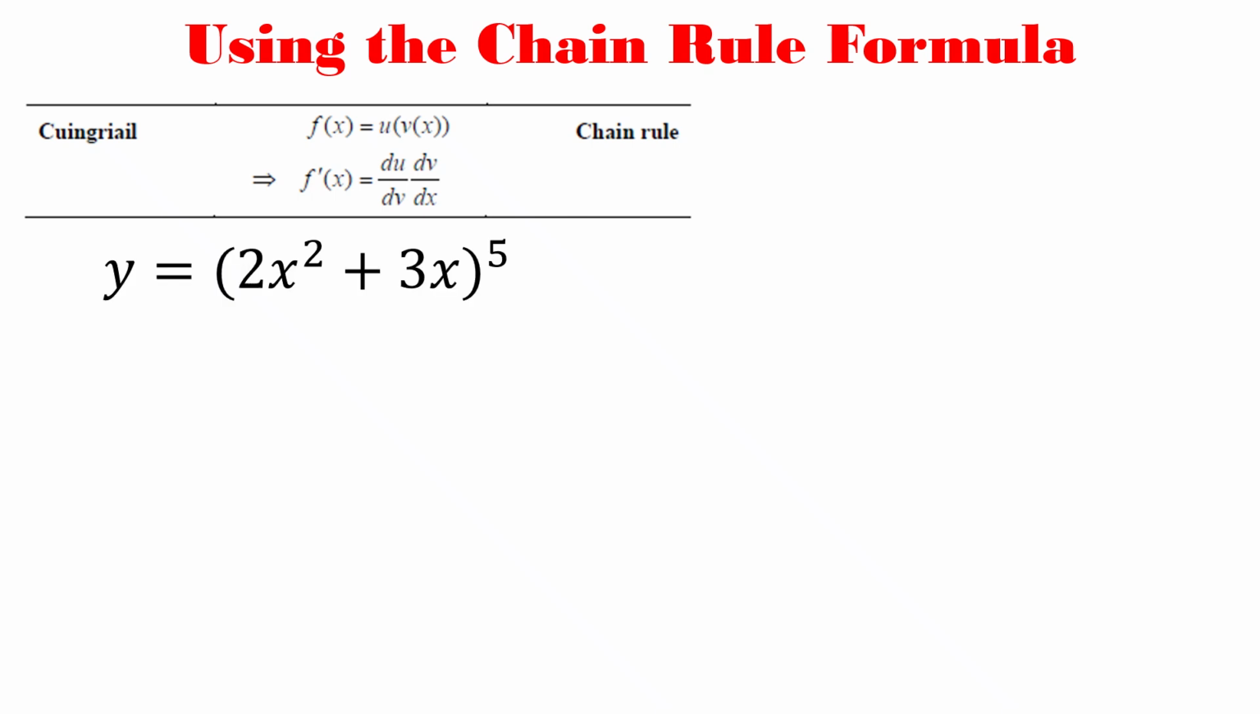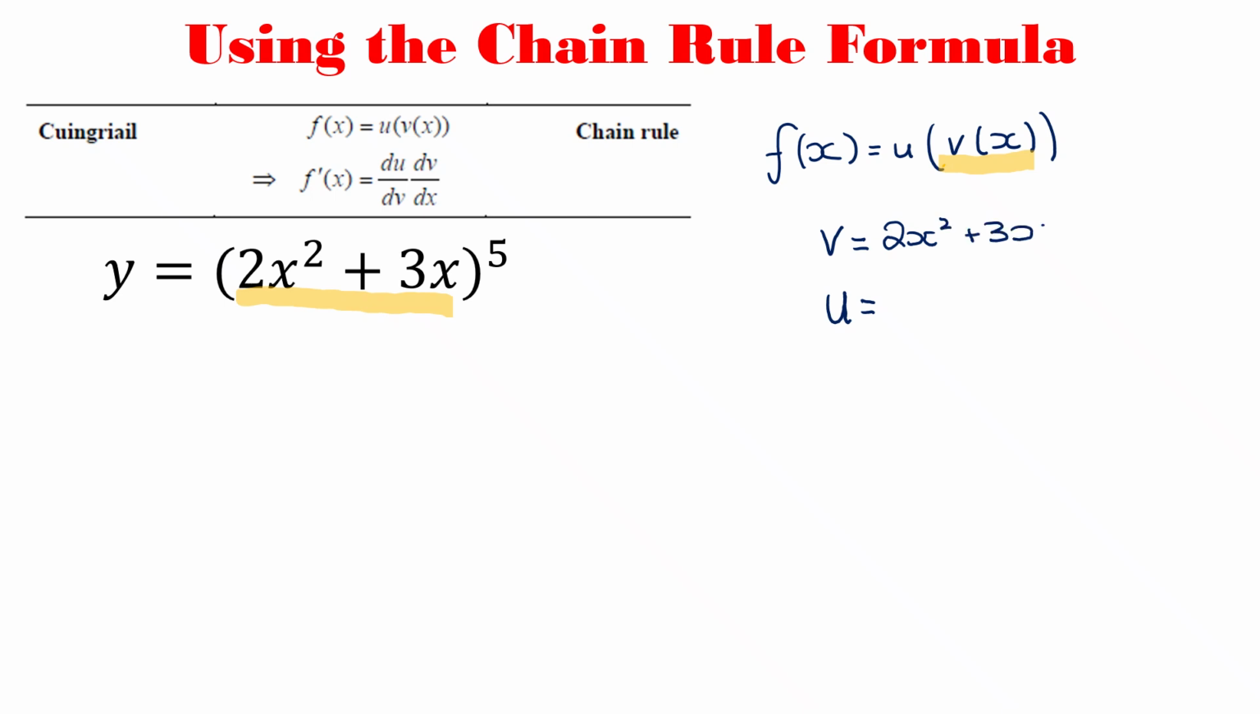So here's an example, y equals 2x squared plus 3x, all to the power of 5. The formula in our log table is f of x is equal to u after v of x. So we're going to define two parts. We have a v and we have a u. So v is our inner function, which is going to match here. So our v is going to be 2x squared plus 3x.